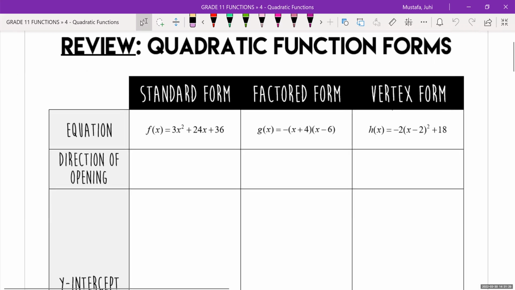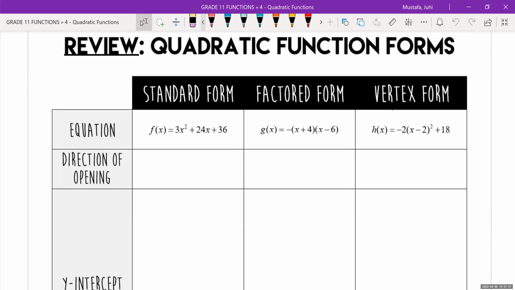When we ask about the direction of the opening of the parabola, there are 2 options. Our parabola can open up, or our parabola can open down. If it opens up, that means the first term, the x squared, is positive. And if it opens down, that means the x squared is negative. So we're going to look through all of these examples, and we're just going to look at the first term.